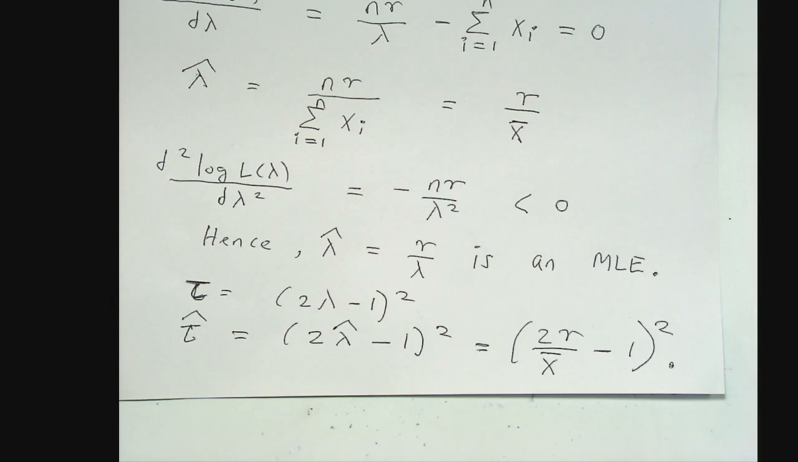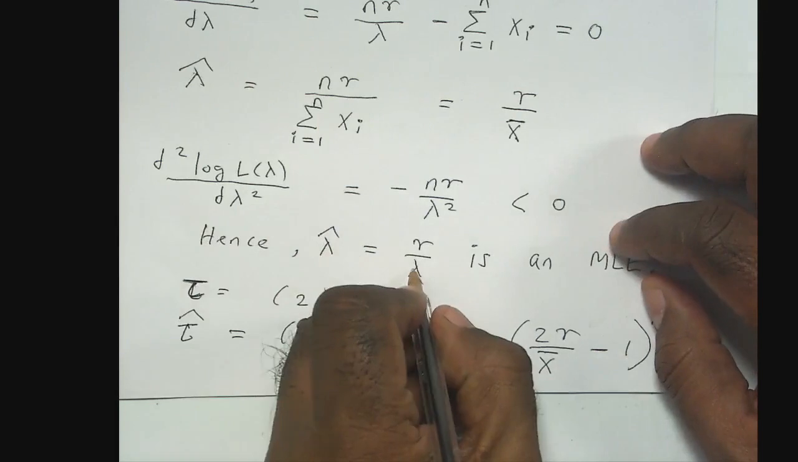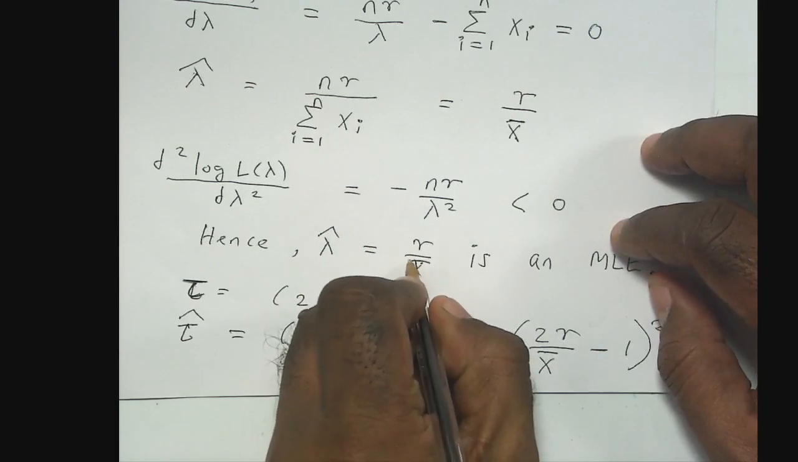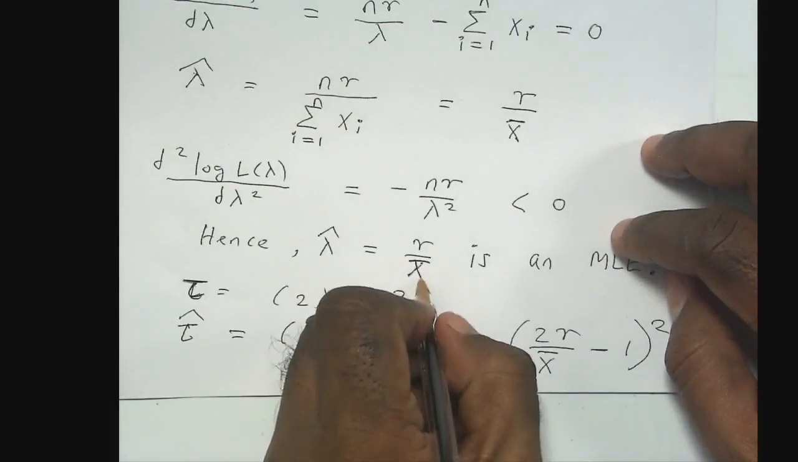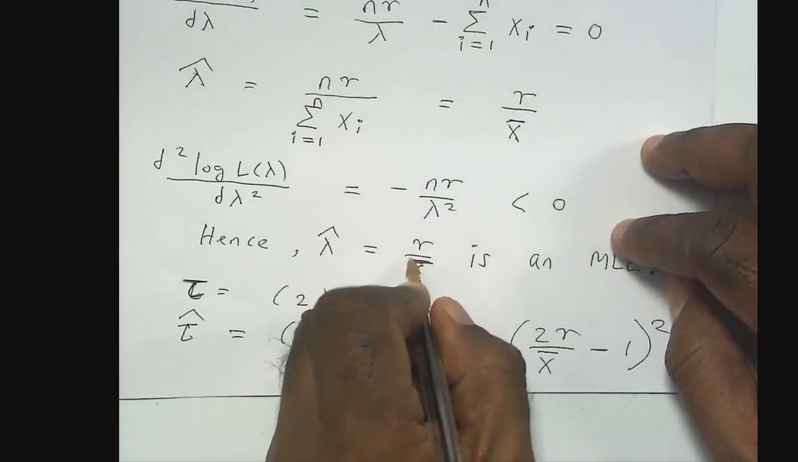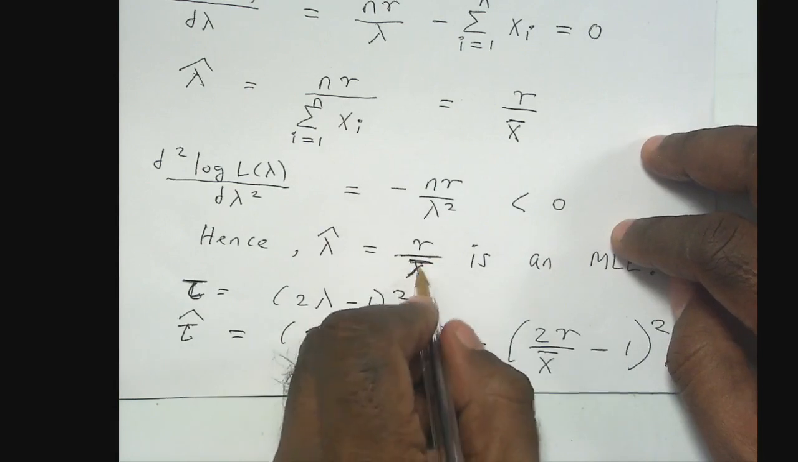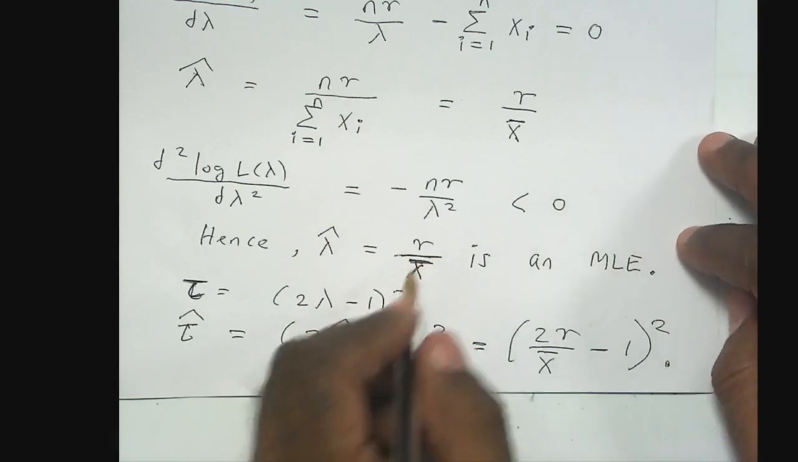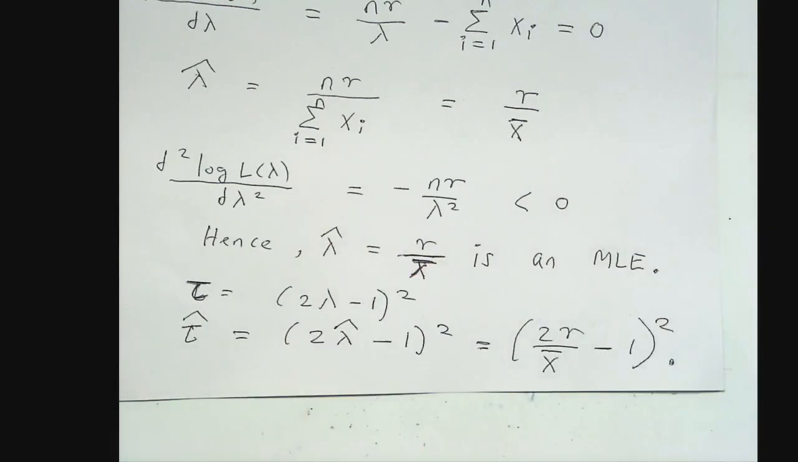Thank you for it. It should be r over x bar. I copied this incorrectly. r divided by x bar, guys. Okay. Sorry about this. I'm sure you spotted this.